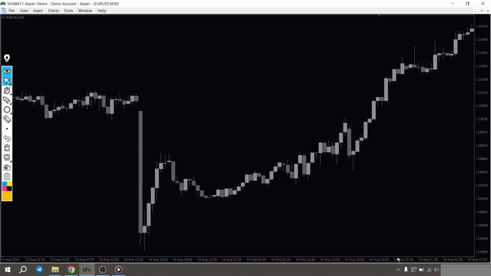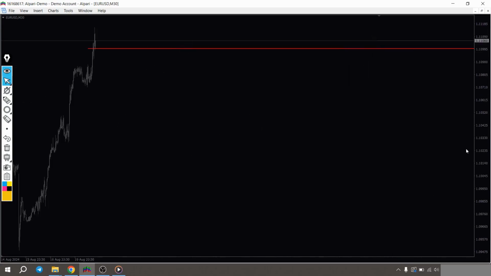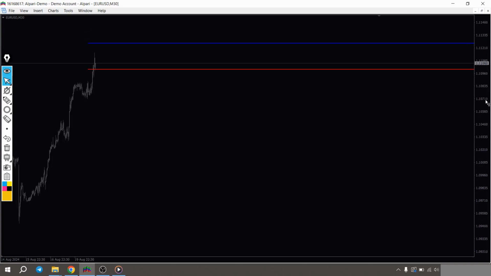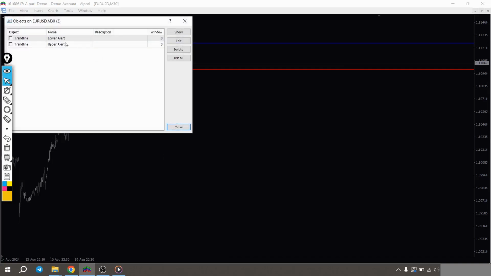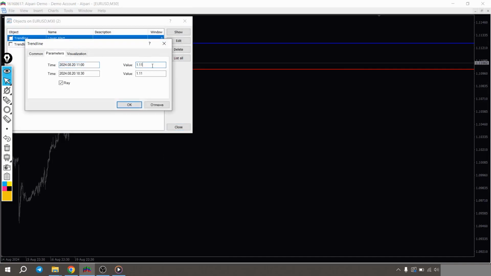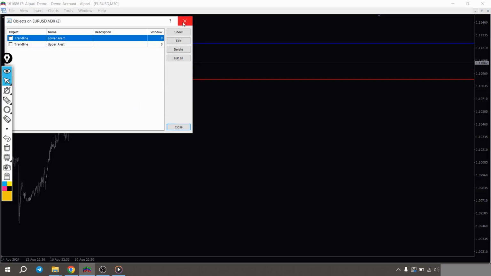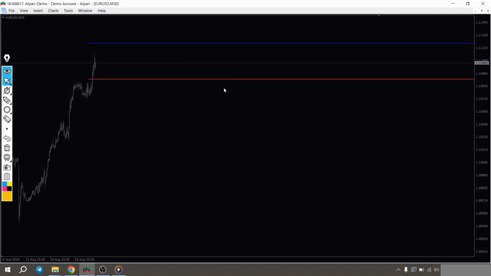The core feature of this indicator is its ability to draw adjustable horizontal lines above and below the current price. You can drag these lines to your desired price levels, and the indicator will alert you whenever the price touches one of these lines. The indicator sends alerts via email, so you can stay updated on market movements even when you're away from your trading terminal.